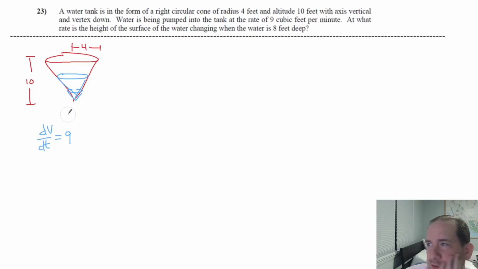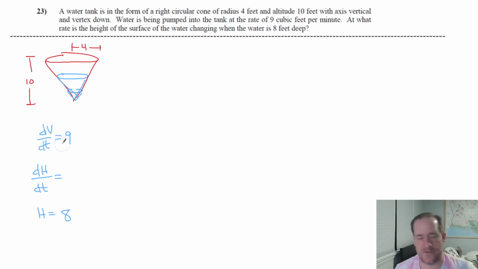At what rate is, oh my god, it's height again? It's really got to be radius one of these days. But it says at what rate is the height, so we're looking for dh/dt, just like we were for every other problem. When the water is 8 feet deep, and that's them giving us h again, which means this problem is actually pretty easy. Again, we've got kind of everything we need.